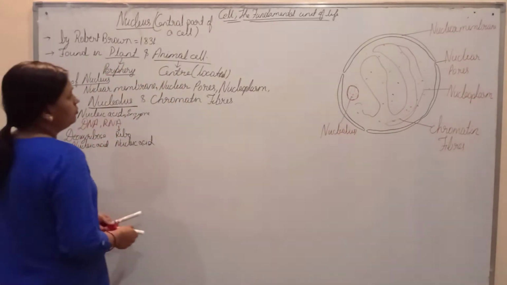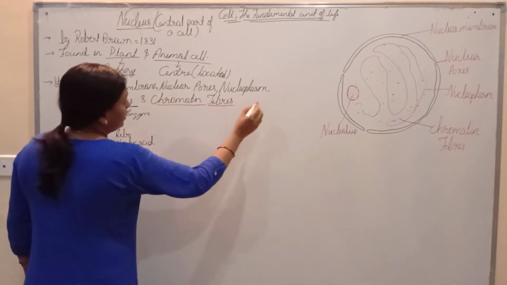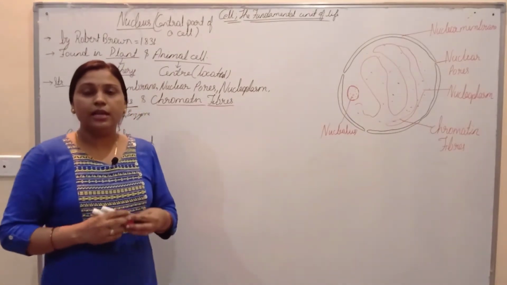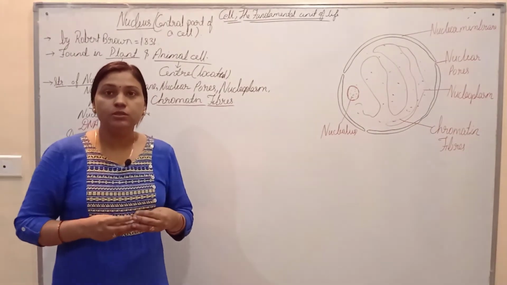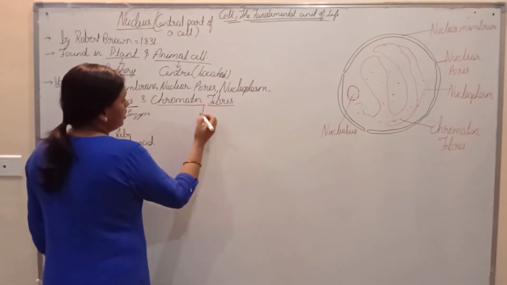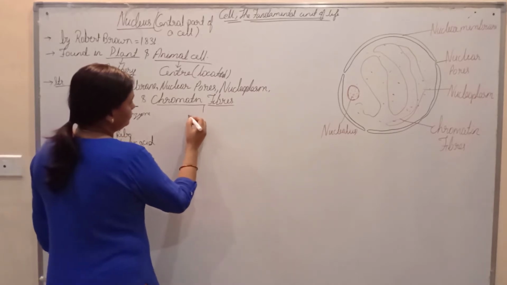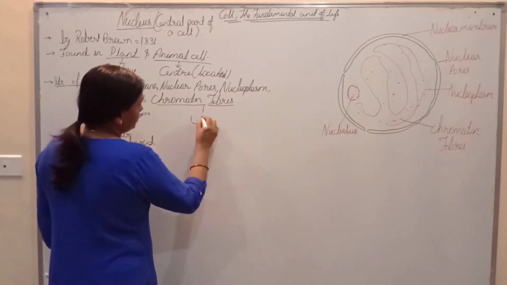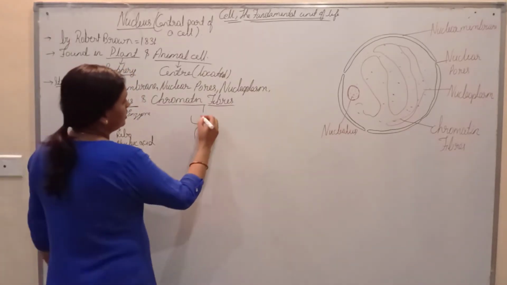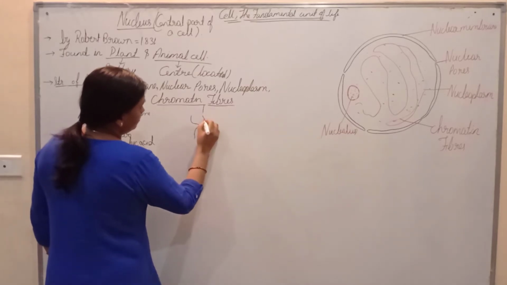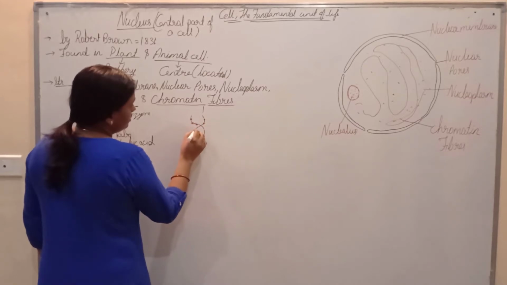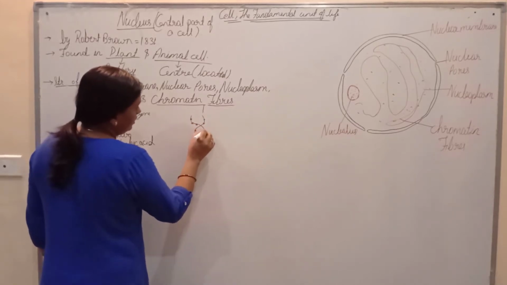Now these chromatin fibers are thread-like structures. At the time of division they condense and become chromosomes. It appears like this. The thread-like structure becomes condensed to form such, and this is called the segment of DNA. It consists of segments of DNA.